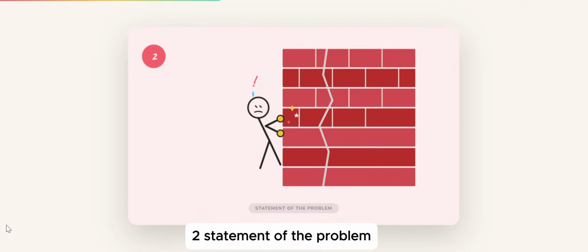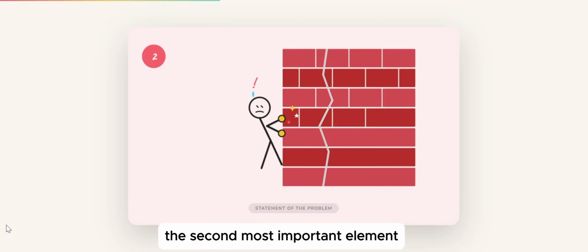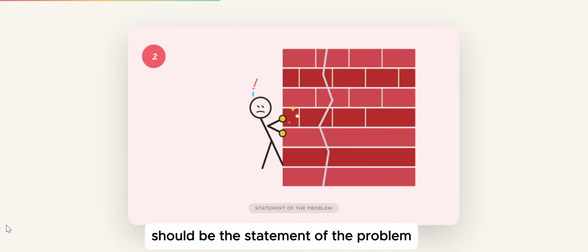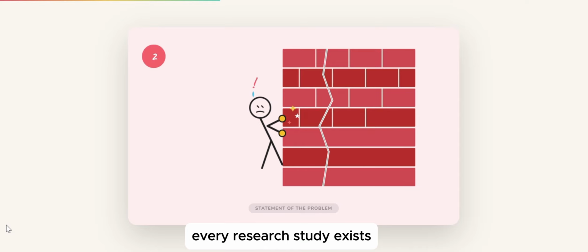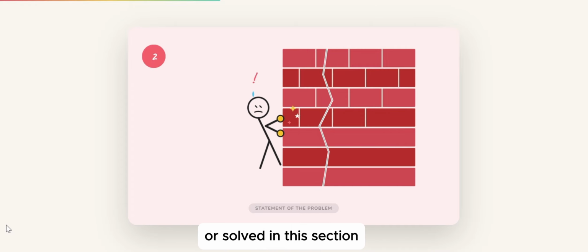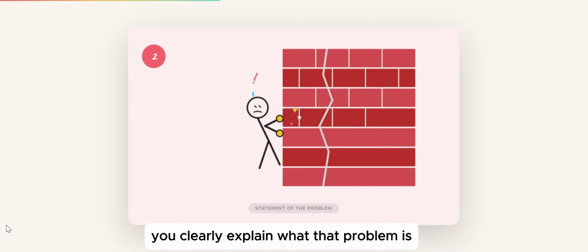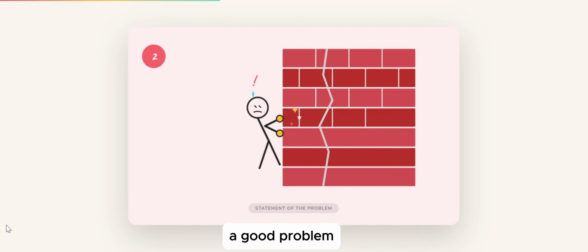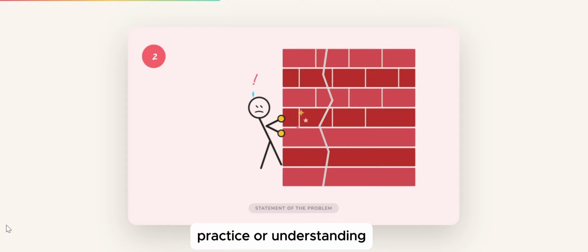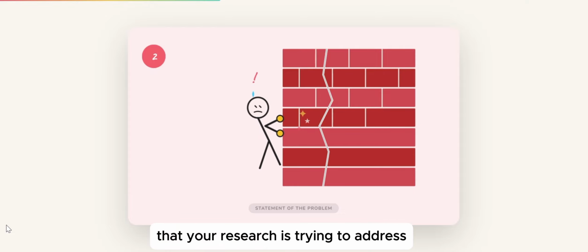2. Statement of the problem. The second most important element in your introduction should be the statement of the problem. Every research study exists because there is a problem that needs to be understood or solved. In this section, you clearly explain what that problem is. A good problem statement should show the gap in knowledge, practice, or understanding that your research is trying to address.